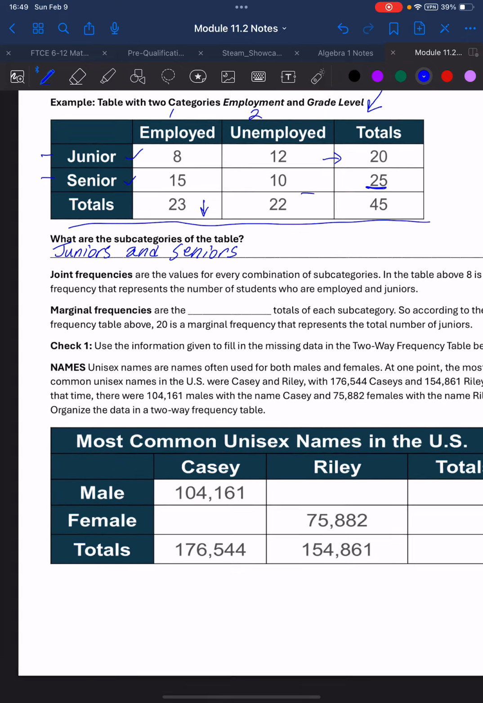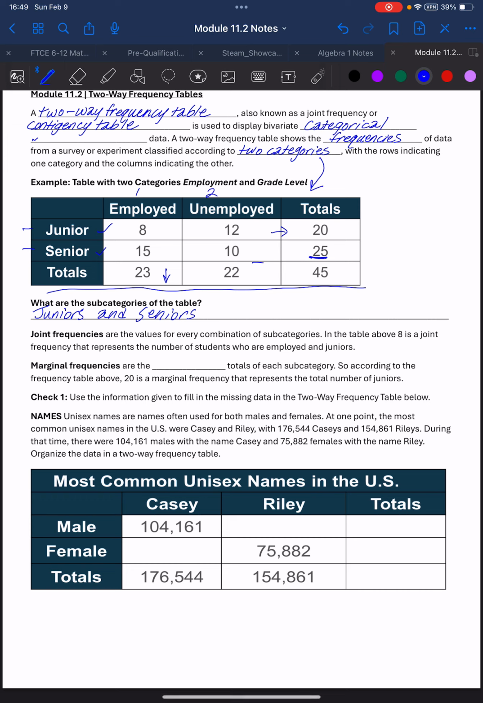All right, moving on to our next type of frequency tables. Joint frequencies are the values for every combination of subcategories. In the table above, 8 is a joint frequency that represents the number of students who are employed, right? We just went over that, just for juniors, okay?